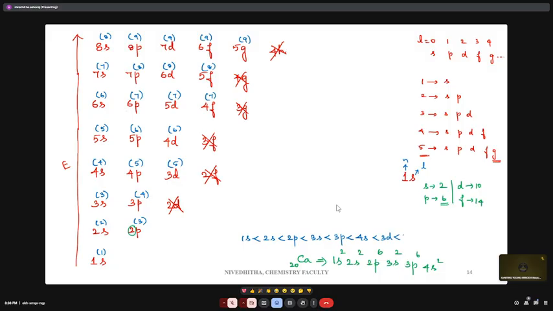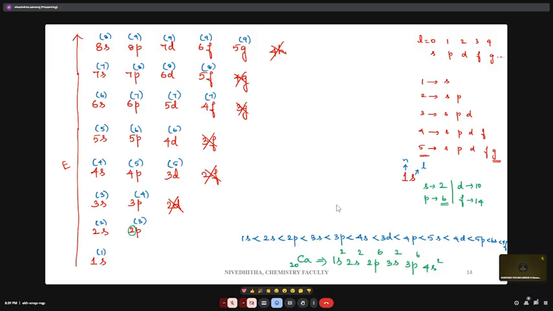After 3d, it is 4p, very good. After which it is 5s. After 5s is 4d, very good. 4d, 5p, 6s. Next, 4f, brilliant. That's it, and it goes on. So we can fill electrons based on these n plus l values.